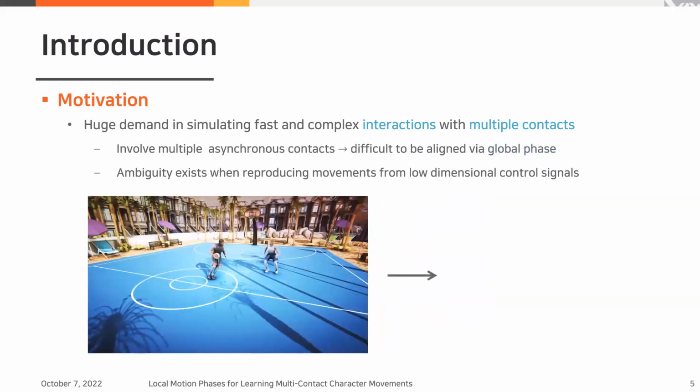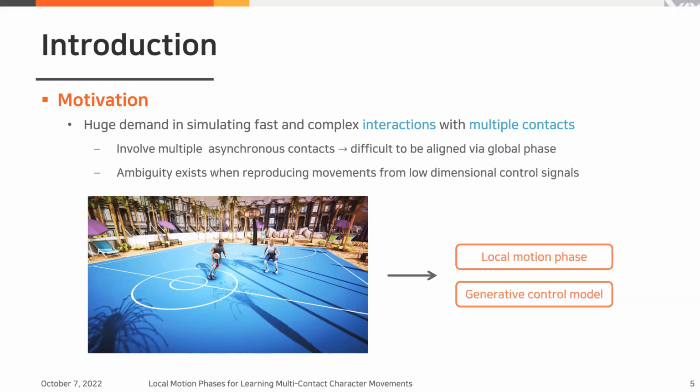This paper proposes a novel data-driven framework to learn fast and dynamic interactions that involve multiple contacts. To solve the aforementioned problems, the paper proposed a local motion phase, which enables the model to learn the movements with asynchronous patterns. Also, the paper proposed a novel generative model, which enables various full body motion to be generated with a high-level control signal.